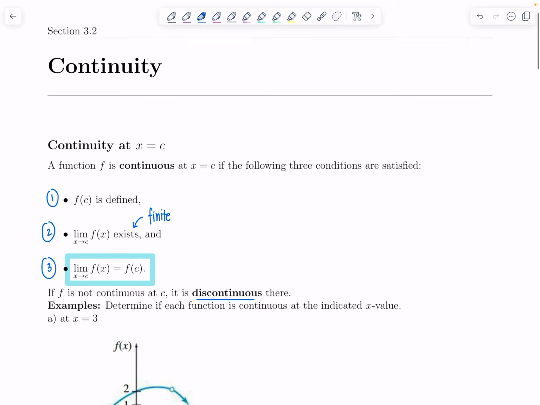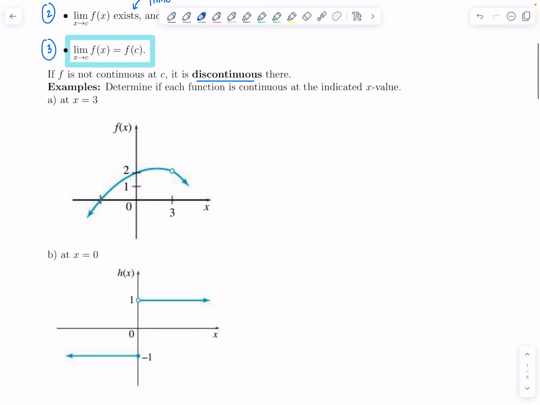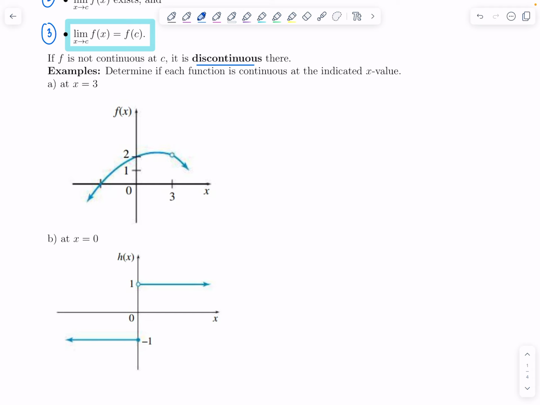Alrighty, so let's look at some examples here. Determine if each function is continuous at the indicated x value. So first one, we're looking at x equals 3. So let's go through the three-part definition. First, I'm going to check, is f of 3 defined? And bam, right off the bat, you can see, no, it's not defined.